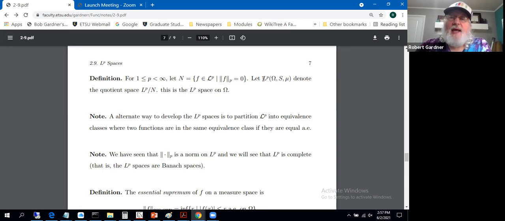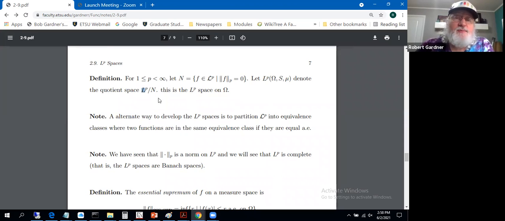They've stated it in terms of the L^p norm because we're taking specifically a function from calligraphy L^p. But these are functions that are equal to 0 almost everywhere. Define capital L^p, notice the difference in the fonts, that's intentional, capital L^p of omega, S, mu, let this denote the quotient space. Whoops, here is a typo. This should be calligraphy L^p mod N. And this is what we'll call the L^p space on omega. So taking a quotient of calligraphy L^p with this collection of functions that are 0 almost everywhere.